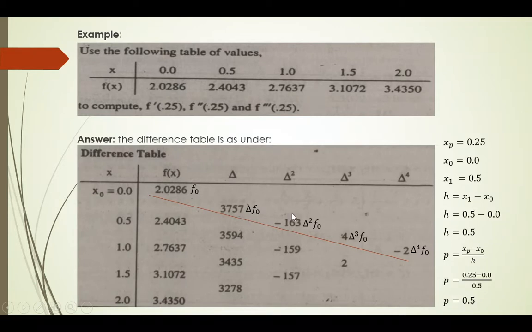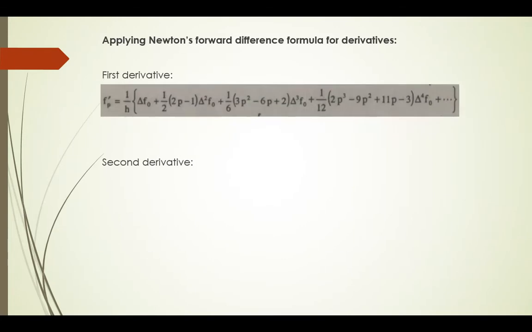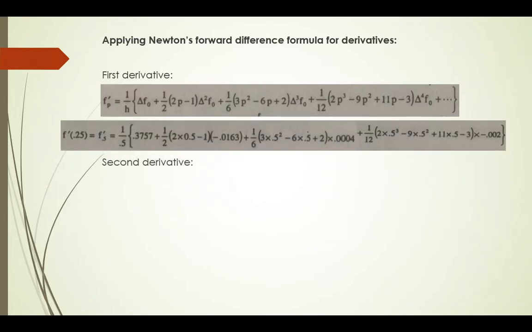Now we need to find the first derivative, the second derivative, and the third derivative with the help of Newton's forward difference formula. So applying Newton forward difference formula for derivatives. The first derivative is this one, as we have derived this formula in the previous slide. Write that formula and replace h by its own value. H is actually 0.5. Delta f naught is from the table, p is 0.5.